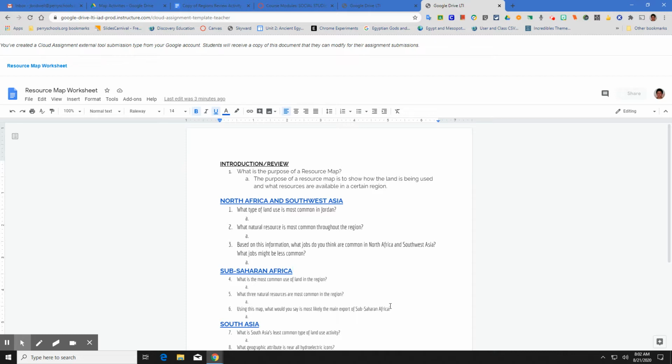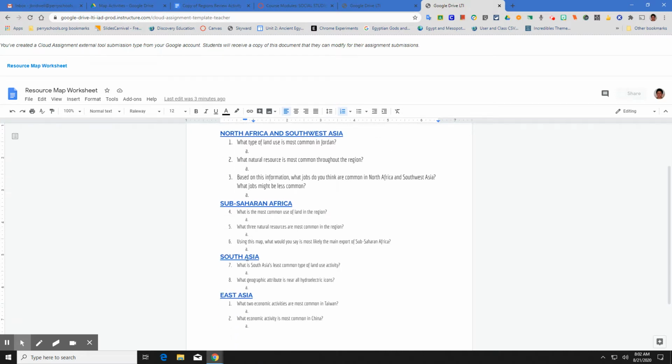A resource map, like it's highlighted here, is designed to show how the land is being used and what resources are available in a certain region. Okay, so land use and natural resources available. So let's take a look at South Asia here, and we're going to answer these two questions. What is South Asia's least common type of land use activity?